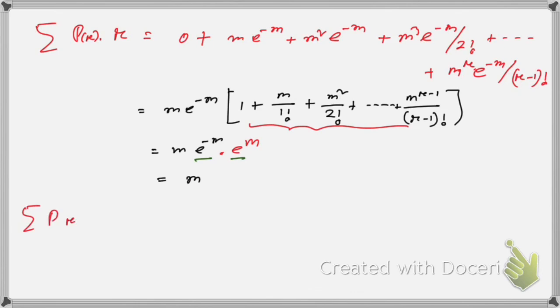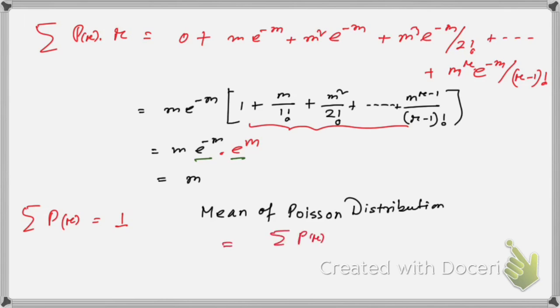Similarly you can find the sum of P(r). That's going to be 1, because the sum of the probabilities of all elementary events is always 1. So here the sum of P(r) is equal to 1. That's why the mean of the Poisson distribution is given by the sum of P(r) into r divided by the sum of P(r), that is m by 1, which is m, right? That's how we can calculate. Hope you have understood this.